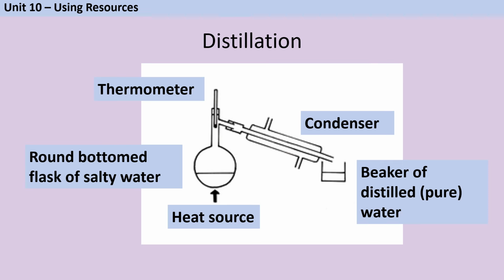The water vapour is then going to flow through the condenser. So a condenser is a hollow tube with a jacket that contains cold water on the outside of it. So as the steam goes through the hole in the middle, it gets cooled down, and that helps to turn it back into a liquid.